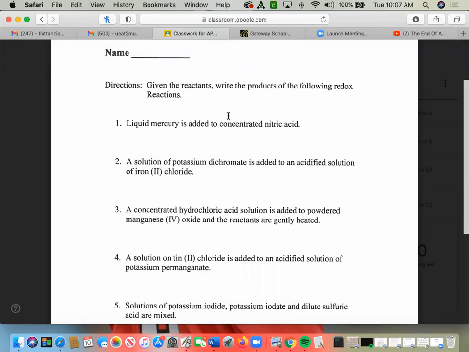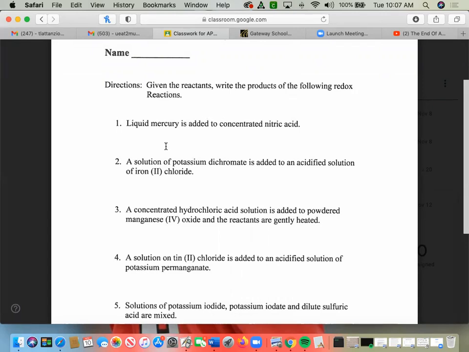You don't need to balance any of these. We already did that. That's what today's quiz is on, balancing redox reactions. So this quiz is only on determining products. So you do not need to worry about balancing any of these for the quiz on Thursday.